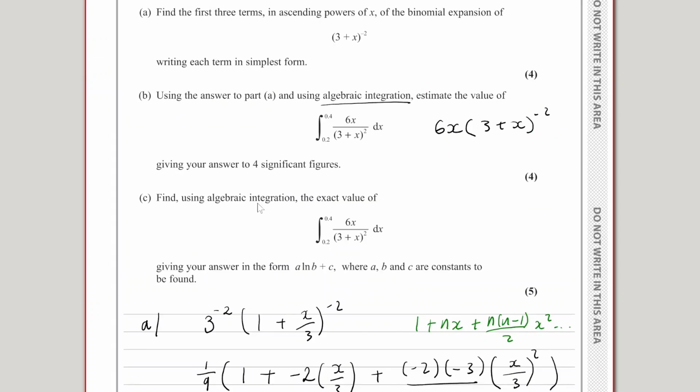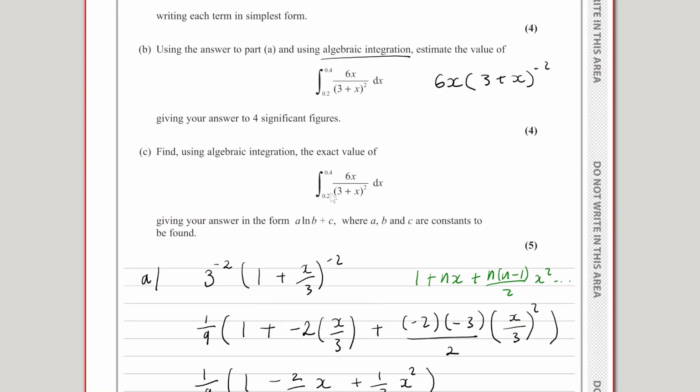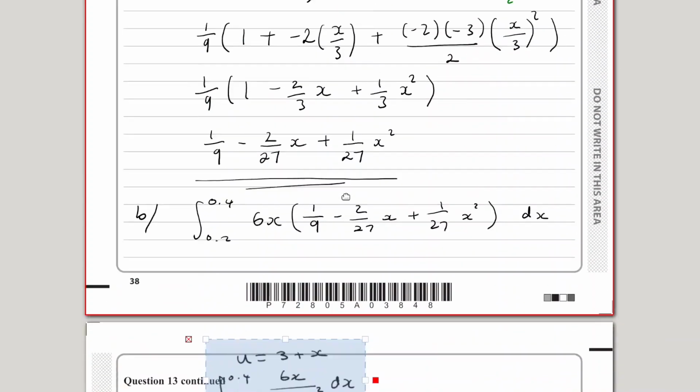And part C, find using algebraic integration the exact value of. So we're actually going to integrate this time. Give your answer in the form A ln b plus C, where A, B and C are constants to be found. So let's use a U substitution. So we'll have U equals 3 plus x. So we've got the integral of 6x over 3 plus x squared with respect to x. And we'll try a U substitution where U is 3 plus x.